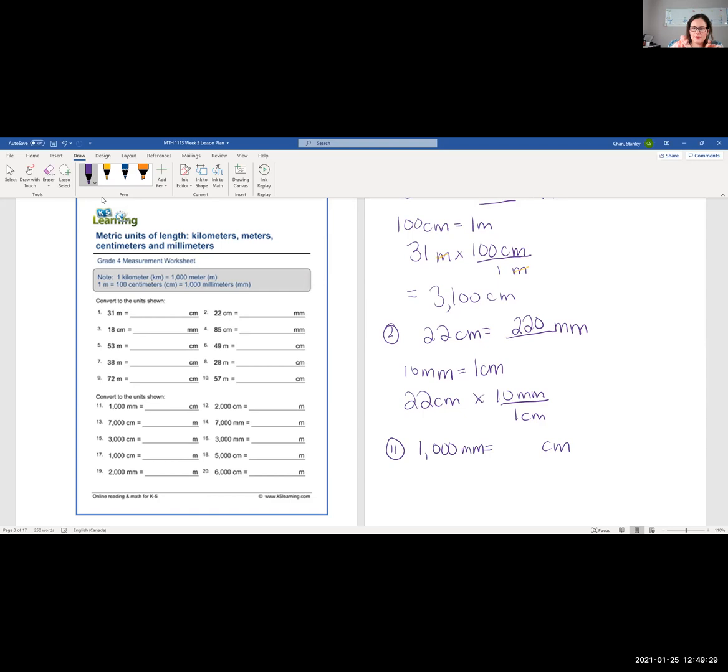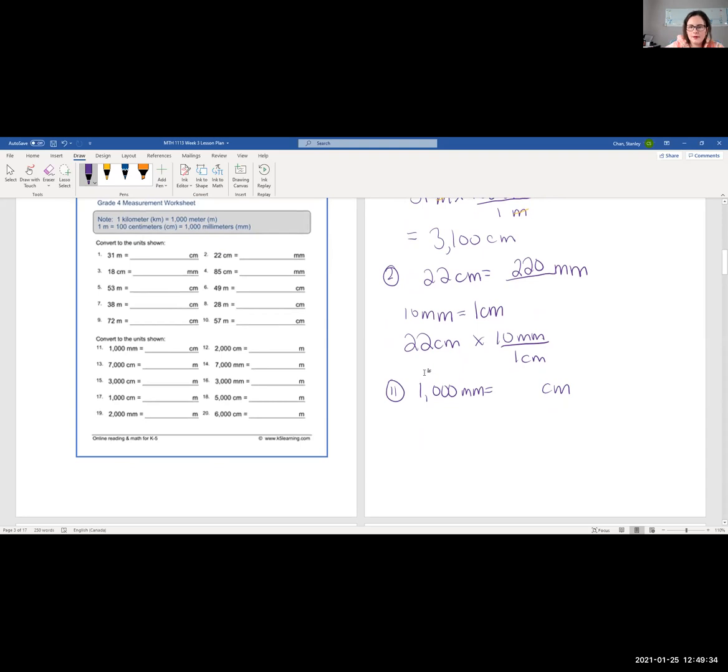Okay, so 1,000 millimeters equals how many centimeters? The way that we do the conversion is 1,000 millimeters, and then we multiply it by however many centimeters there are in a millimeter. Oh yeah, this conversion again, right? There's 10 millimeters in 1 centimeter. So we're basically taking 1,000 and dividing it by 10, which means the decimal place moves over 1 to the left, like this. So did you get 100?